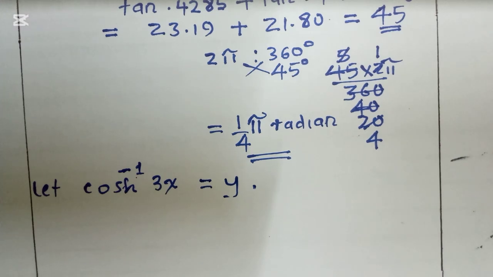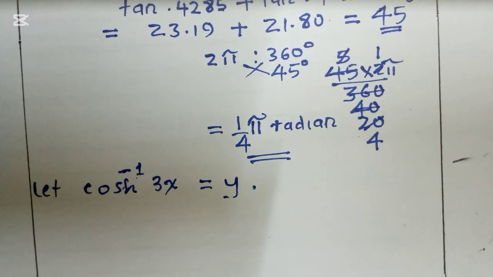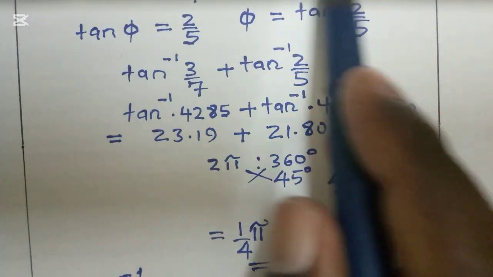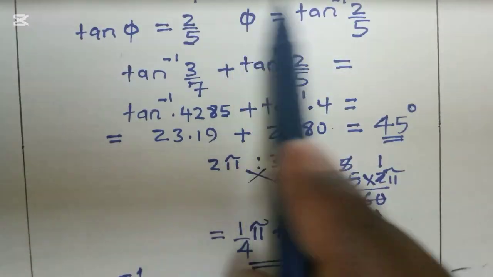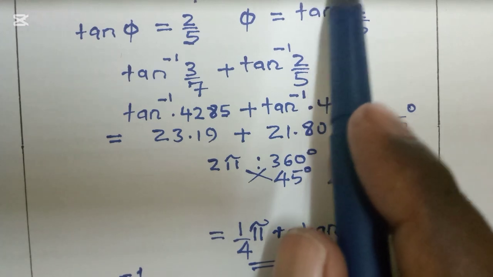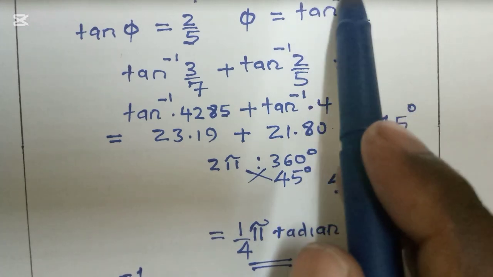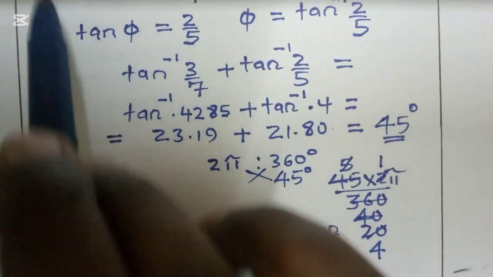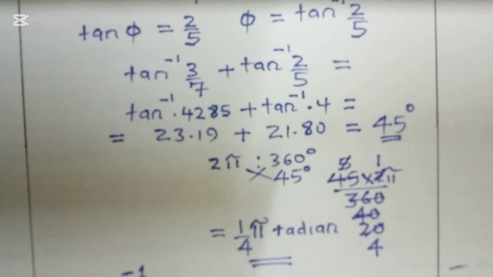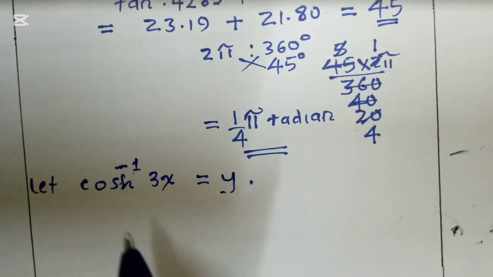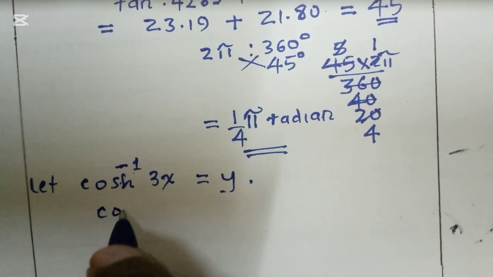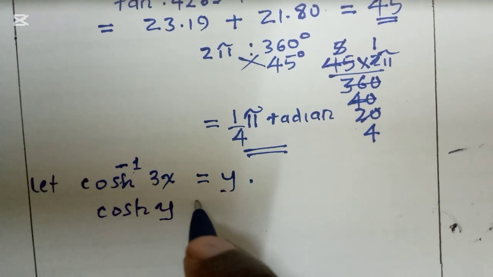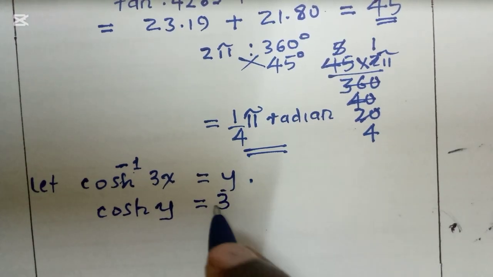After doing that, guys, we now do as we have done here, almost like this. If we are given maybe tan inverse 3/7, and we say it's equal to theta, then we can also say tan theta is equal to 3/7. So even this one, guys, I can say cos hyperbolic y gives me 3x.